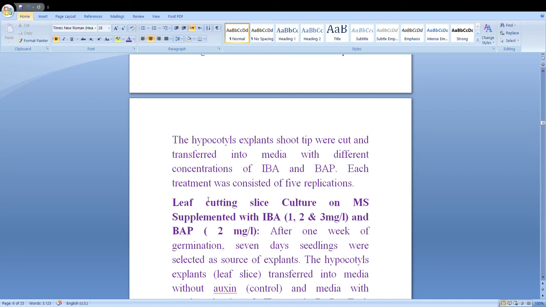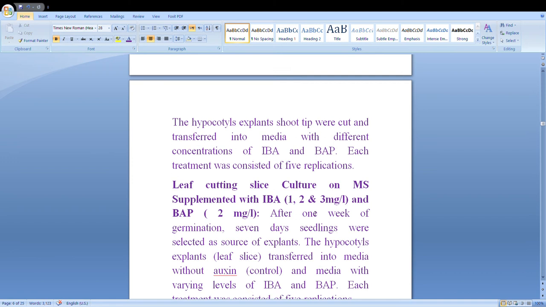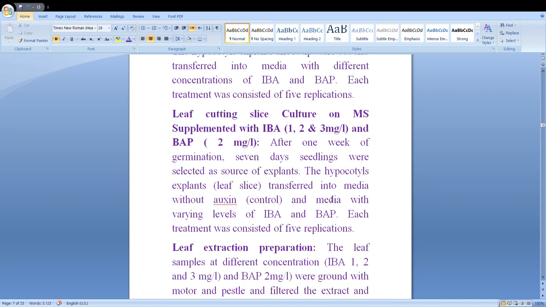Leaf cutting slice culture on MS supplemented with IBA and BAP. So we can see here we used the root tips and shoot tips and then leaf cuttings to grow the plant. After 1 week of germination, 7 days, seedlings were selected as a source of explant. We cut the leaves into many different slices and transferred them into media with varying levels of IBA and BAP. Each treatment was considered as of five replicates.